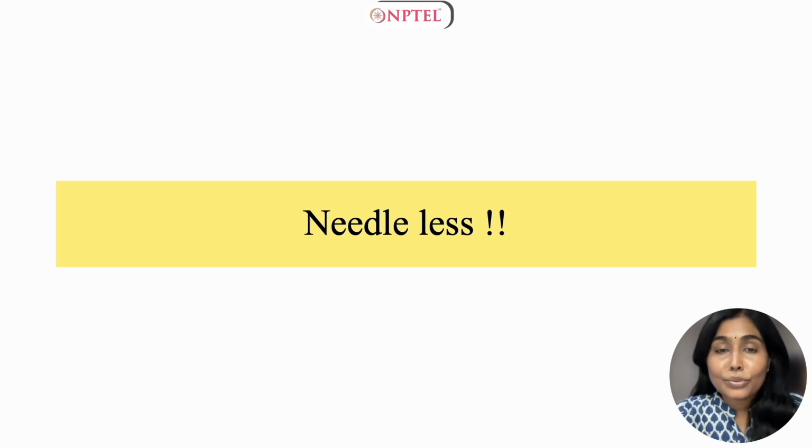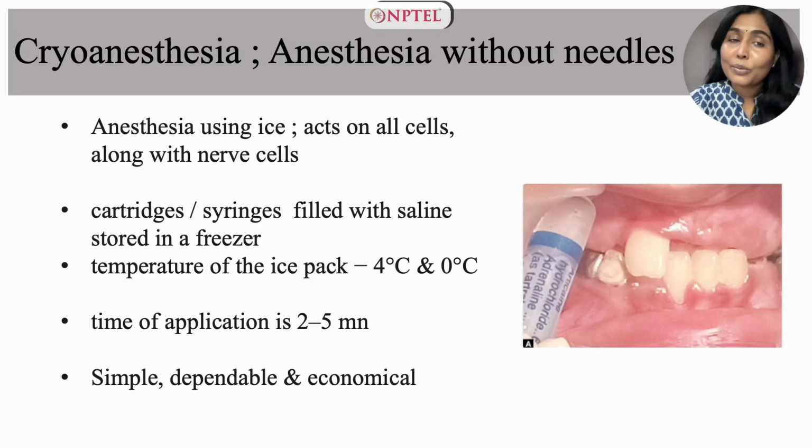Let me now move on to the more exciting techniques of injecting local anesthetic solution without a needle. Let's begin with cryoanesthesia, which is inducing anesthesia using ice. So you have cartridges or syringes filled with saline and stored in a freezer at a temperature of about -4 degrees centigrade and 0 degrees centigrade. And these syringes are applied to the tissues for a period of 2 to 5 minutes. These deliver dependable anesthesia of the tissues. These are simple and economical.